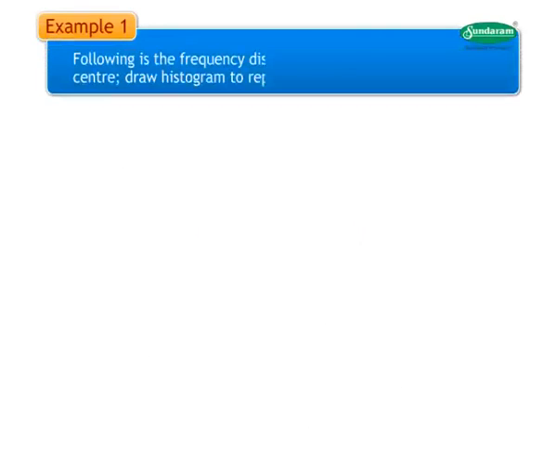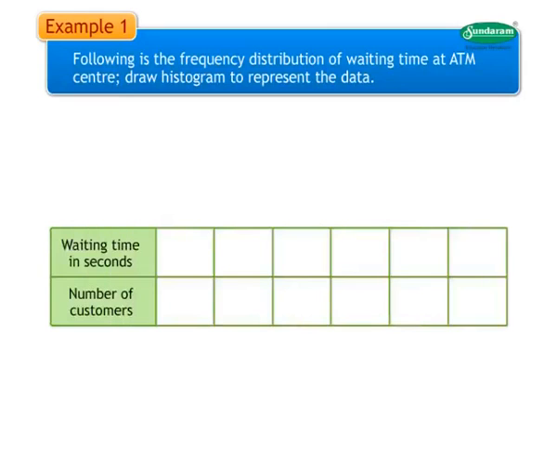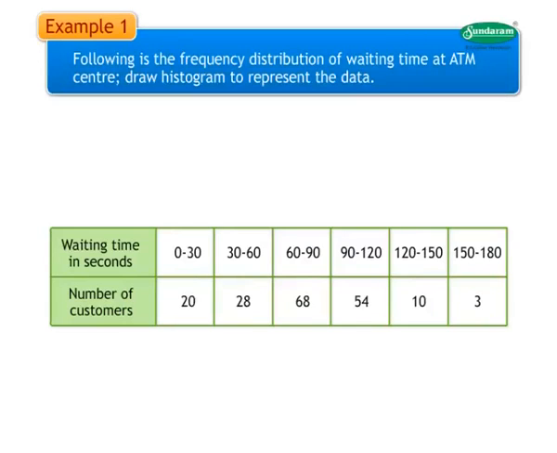Example 1. Following is the frequency distribution of waiting time at ATM center. Draw histogram to represent the data. The number of customers who waited at ATM center between 0 to 30 seconds are 20. 30 to 60 seconds are 28. 60 to 90 seconds are 68. 90 to 120 are 54. 120 to 150 seconds are 10 and 150 to 180 seconds are 3.